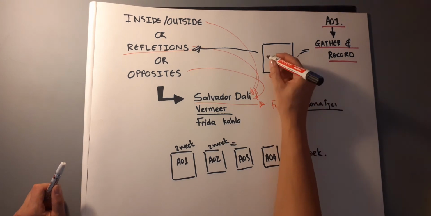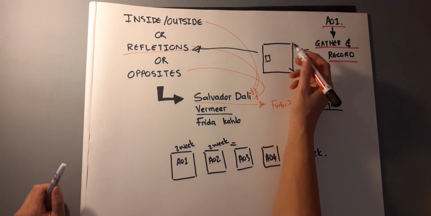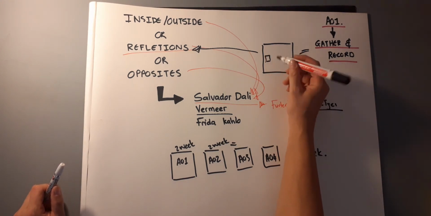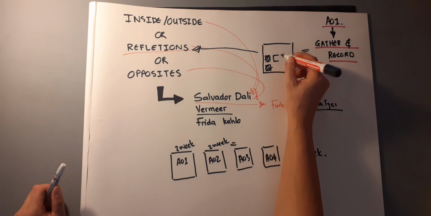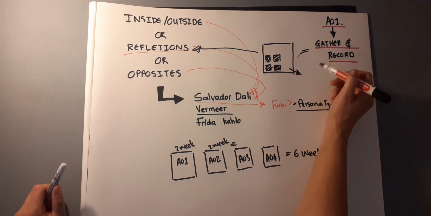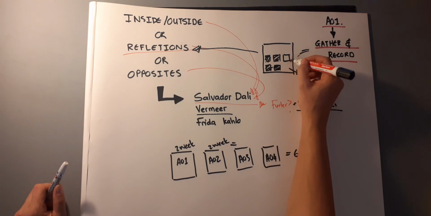Then you can take all of these photographs and print them out. We're not going to discuss layout just yet, but layout is super important. You're going to take these photographs and paste them onto your A01 to prove that you have gathered and recorded. Very important, guys.